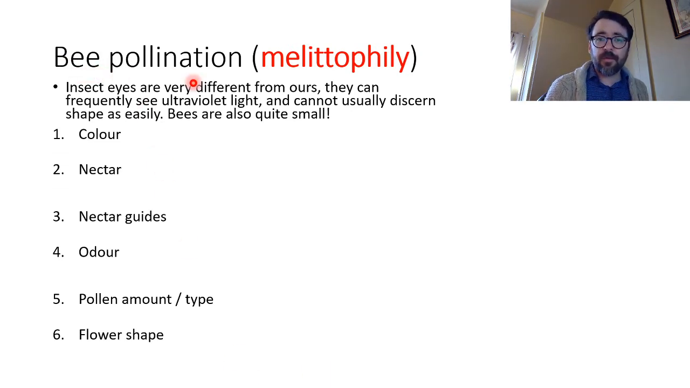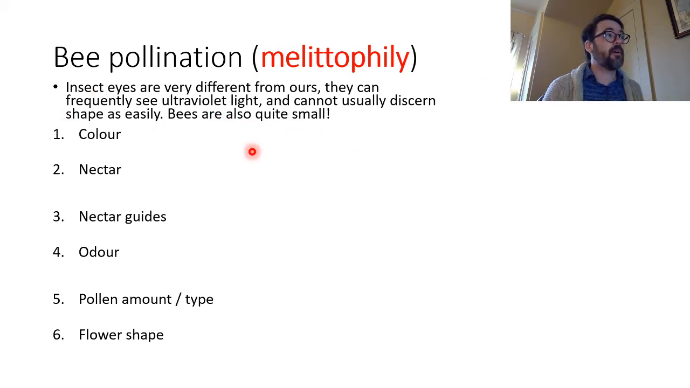Bees are another common one that I'm sure you're all familiar with. It has this melittophily name. And so one thing to remember is that insect eyes are very different from our eyes. Insects can frequently see ultraviolet light, and humans cannot. And insects have those crazy compound eyes, so they usually can't discern shape as easily. And bees are also relatively small.